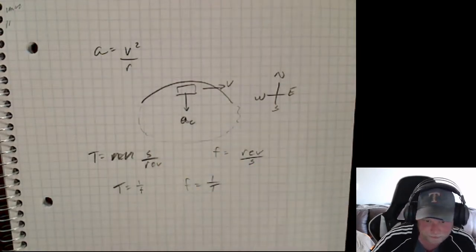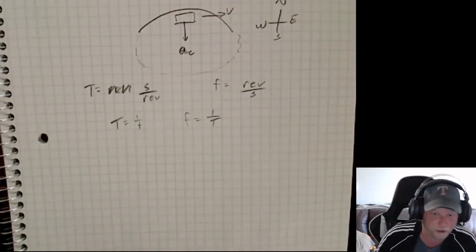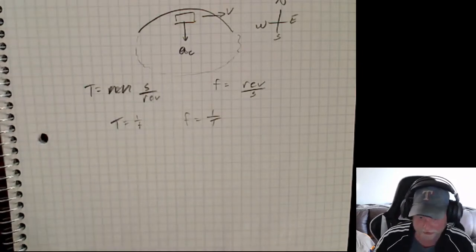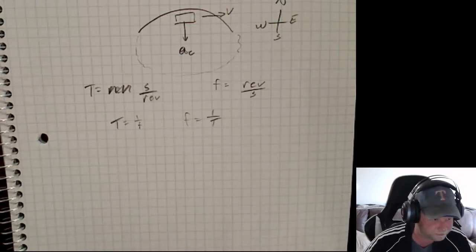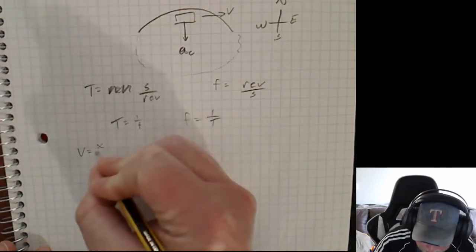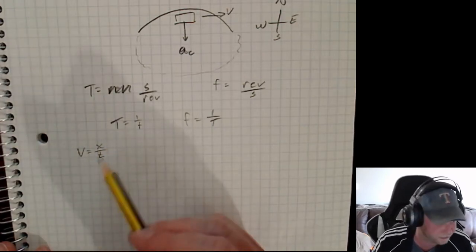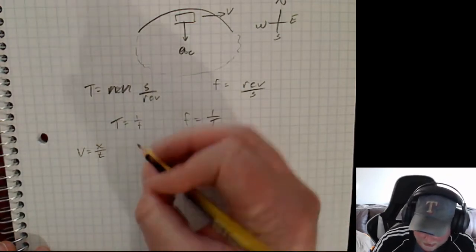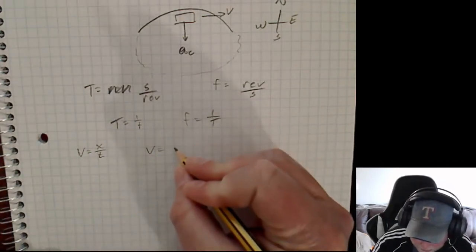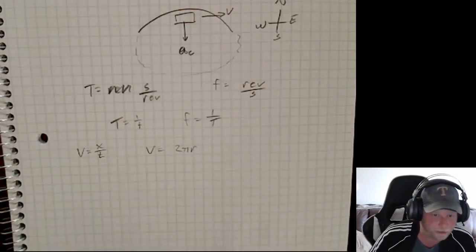Now, if we want to come up with an equation for the speed of something moving in a circular path, we can go back to the first equation we ever learned. That first equation for anything moving at a constant velocity was that your velocity is equal to position over time, a change or a displacement over time. In this case, if we're dealing with something moving in a circle, let's say that the displacement we're looking at is 2 pi r, which would be the full circumference of a circle.